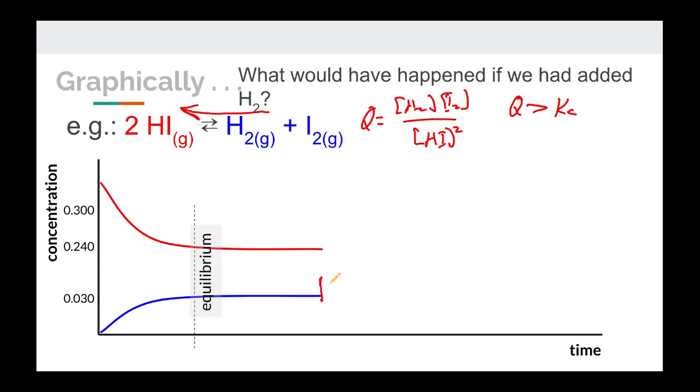So that means we're going to consume some of the H2, and we're going to consume some I2. This is H2, and that's I2. And as we do that, we're going to create more HI and then reestablish equilibrium at some point.